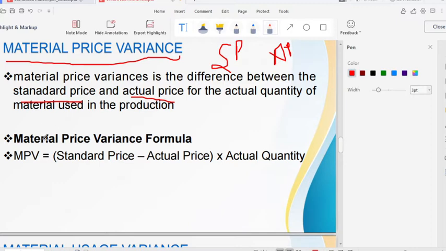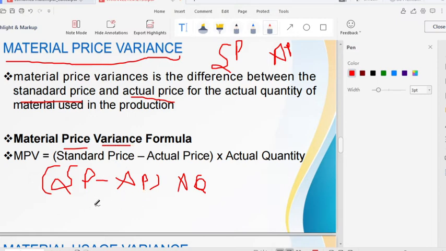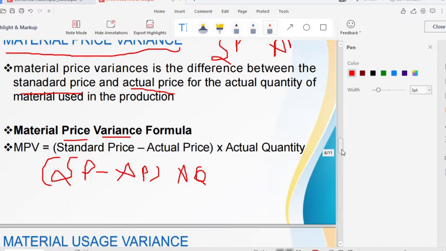Whenever it comes to material price variances, that is material price variance is equal to standard price minus actual price into actual quantity. Remember, here you have to multiply with the actual quantity. The difference of the price, see, this is called as variance, variation in the price. Got it? That is standard price minus actual price into actual quantity is called as material price variances. I hope it is clear to you.